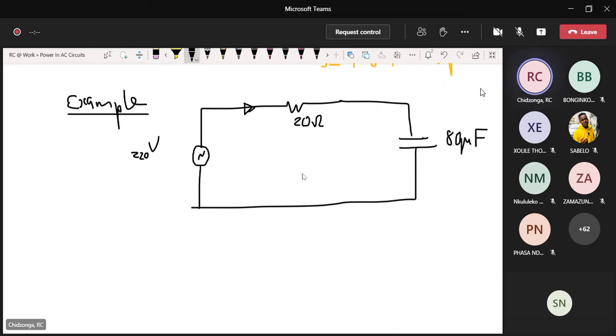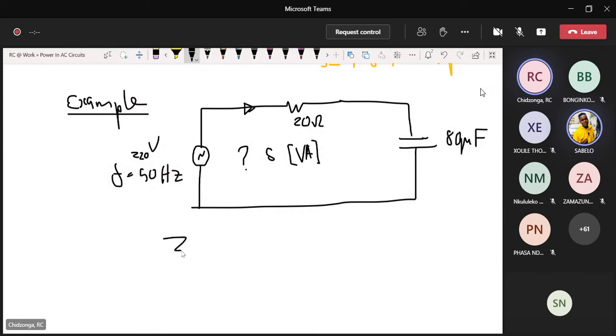Then the question is, find S, the apparent power supplied by the source. Find S, so that will be volt ampere. Now remember, this is RMS voltage. If I didn't say anything here, you should know that my frequency is 50, because that's our frequency in the country, unless otherwise specified.